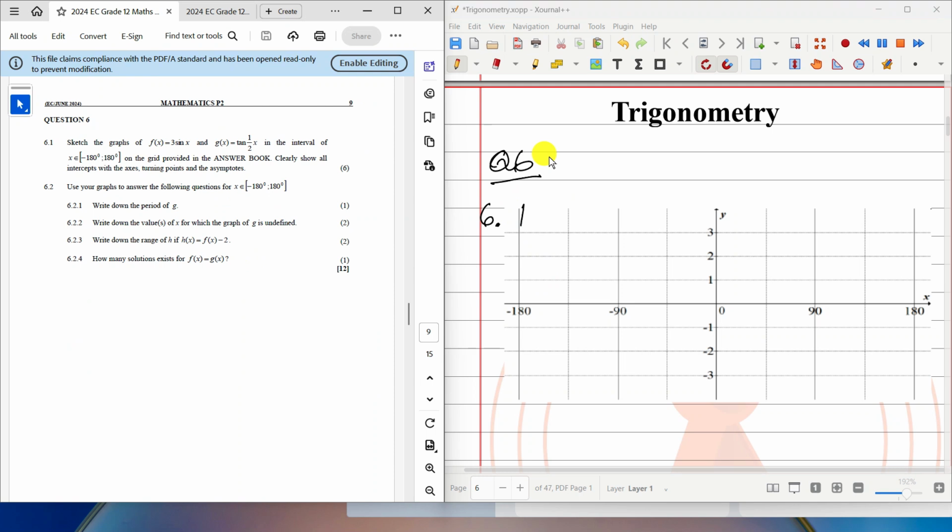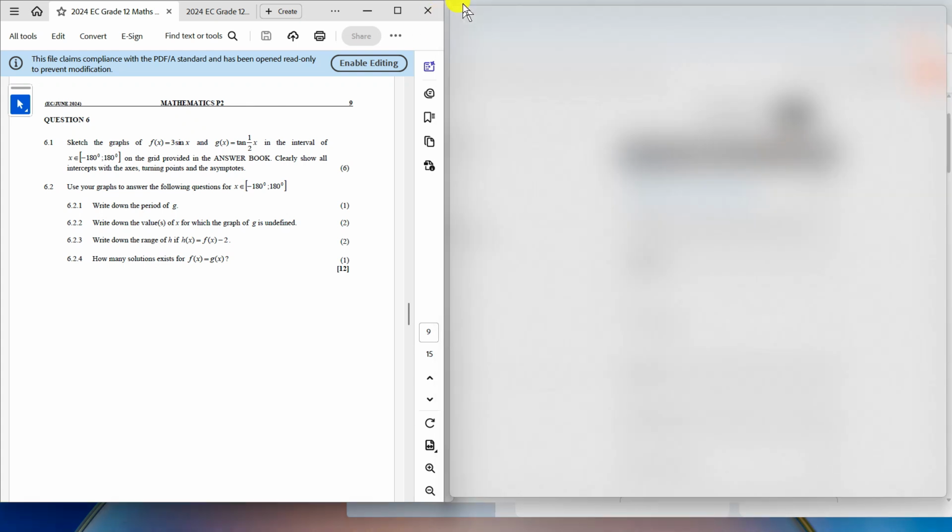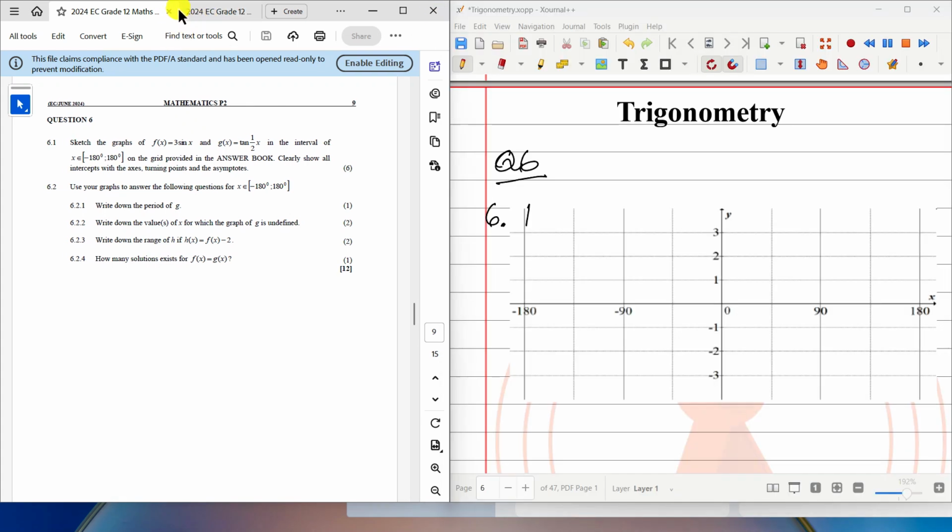Use the table form. On your table format, say f of x is equal to 3 sine x, correct? 3 sine x, and then g of x is tan 0.5 x. And then you start at negative 180. You end at positive 180. Then your step, I prefer that it be 45. So let it be 45.